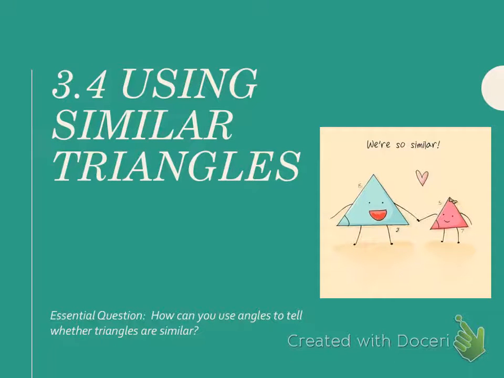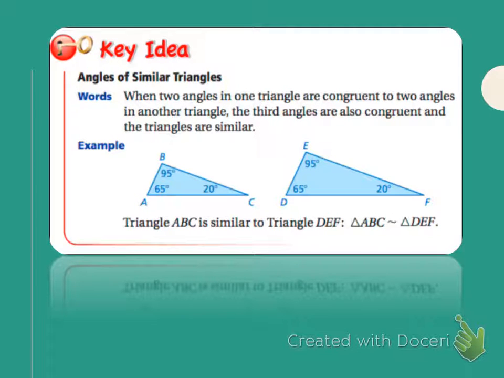This is lesson 3.4 on using similar triangles. The essential question here is how can you use angles to tell whether triangles are similar? Now our key idea here is that angles of similar triangles. When two angles in one triangle are congruent to two angles in another triangle, the third angles are also congruent, and the triangles are similar. So triangle ABC is similar to triangle DEF.